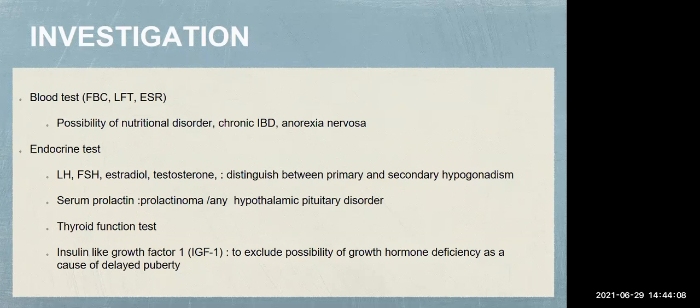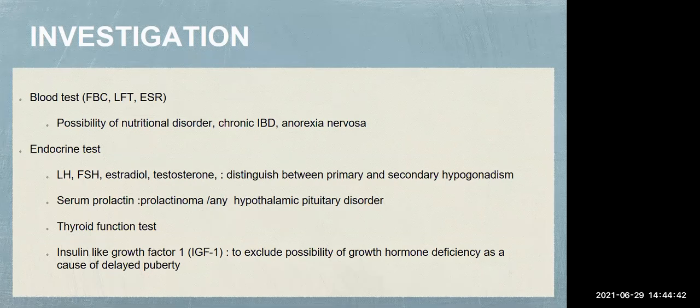Okay, for hormonal evaluation, we must include LH, FSH, estradiol, and testosterone, because from these tests, we can distinguish between primary and secondary hypogonadism. As we know, in primary hypogonadism there will be an increase in LH and FSH, while in secondary hypogonadism, there will be low LH and FSH. Okay, and then we can send for serum prolactin.